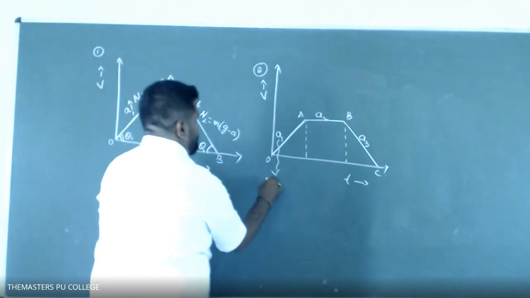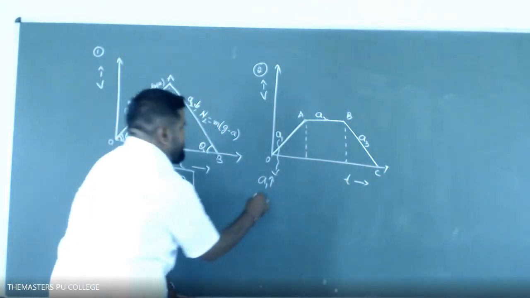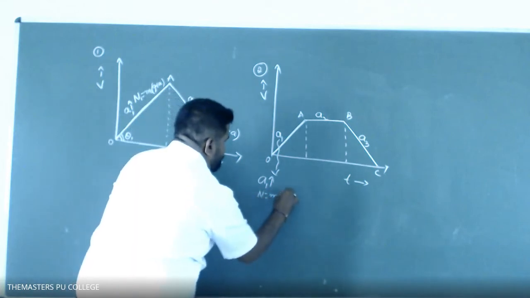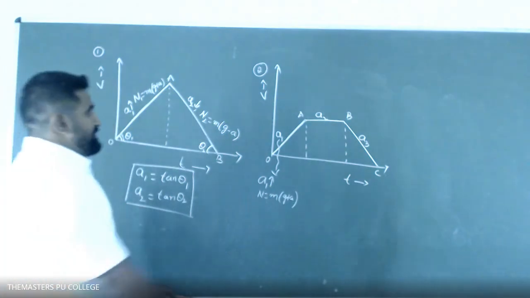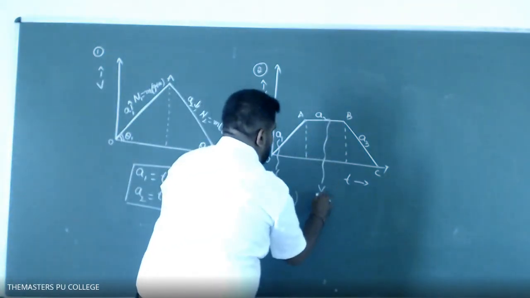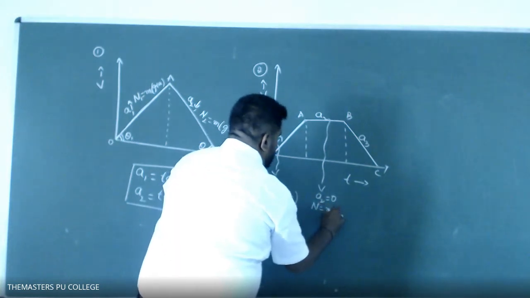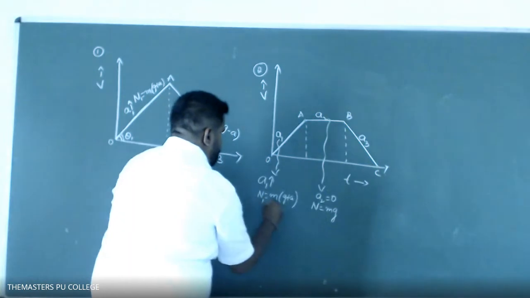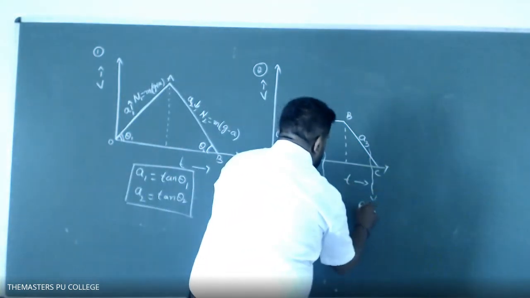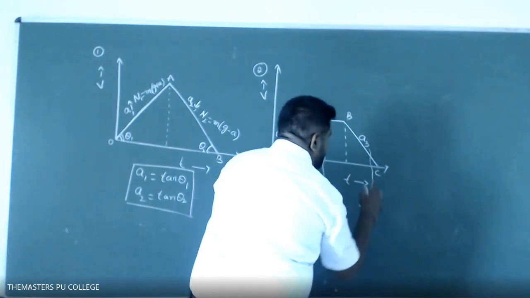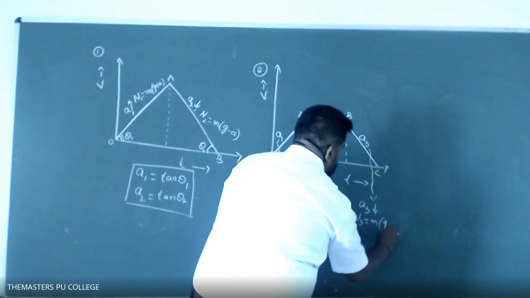In the A1 region, A1 is upward. Initially it is upward. A1 is upward, then N is equal to m of g plus a. In this region, A2 is equal to 0. If A2 is 0, N is equal to mg. Let me call it N1, N2. In this region, A3 is downward, N3 is equal to m of g minus a.